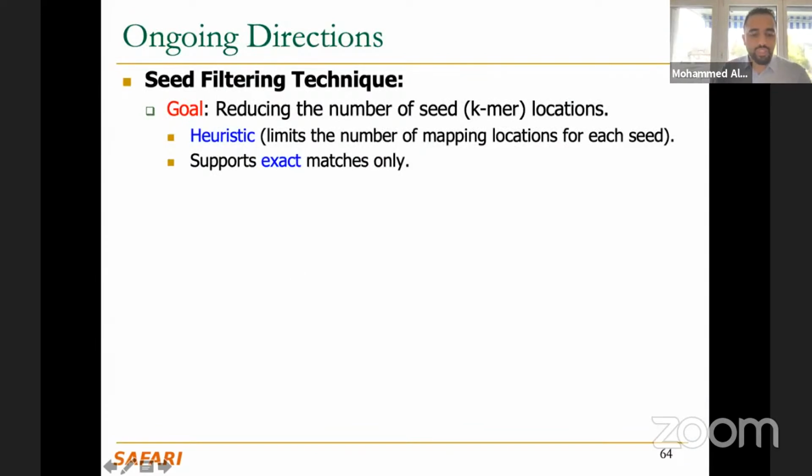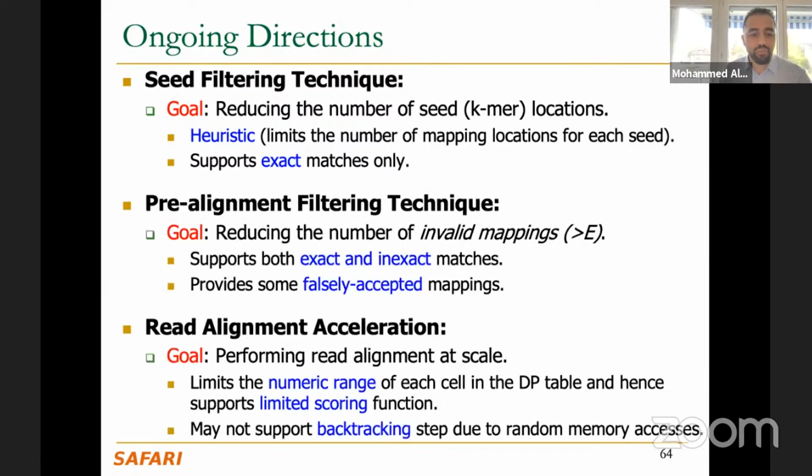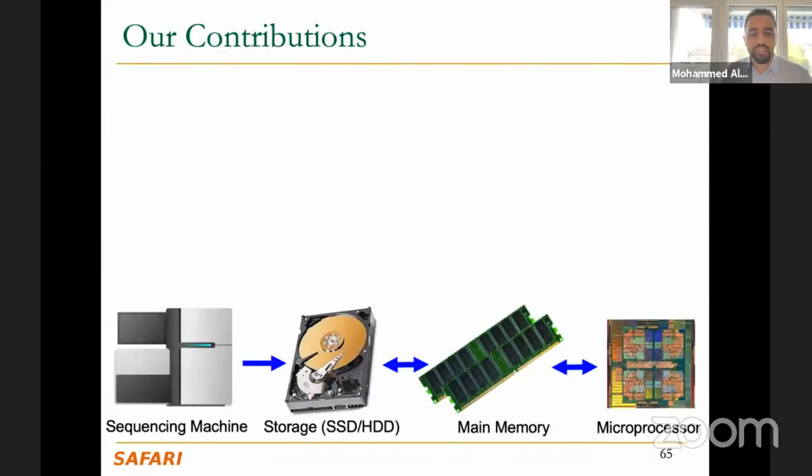So in the next lecture, I'm almost done with today's lecture. In the next lecture, we have 3 directions to talk about the 3 different steps of read mapping, starting from seed filtering or the indexing step, and then pre-alignment filtering, and then sequence alignment. And I'm going through this in detail in the next lecture.